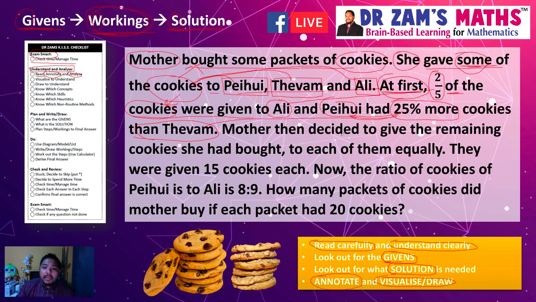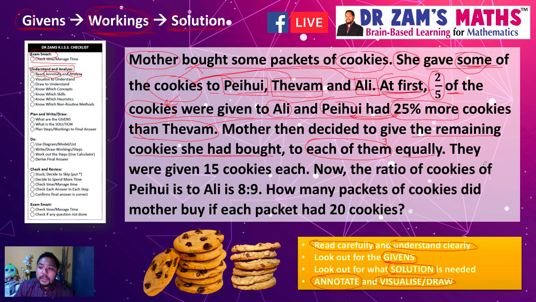Now next, mother decided to give the remaining cookies. Remaining from where? Remaining cookies that she had bought, to each of them equally. So each of them here means the three kids. That means at first she had some. She divided it amongst the three of them in accordance to what I mentioned just now. Then whatever remained after the first process, she divided equally among all three of them.